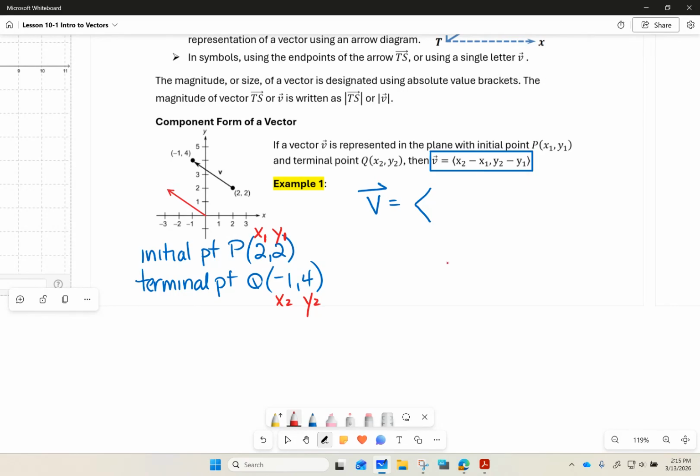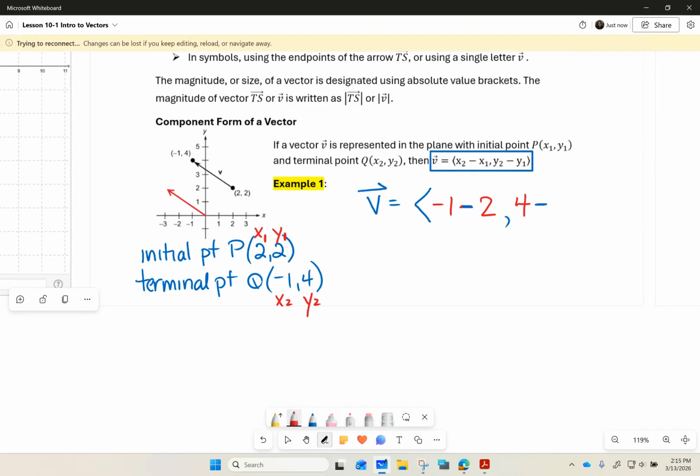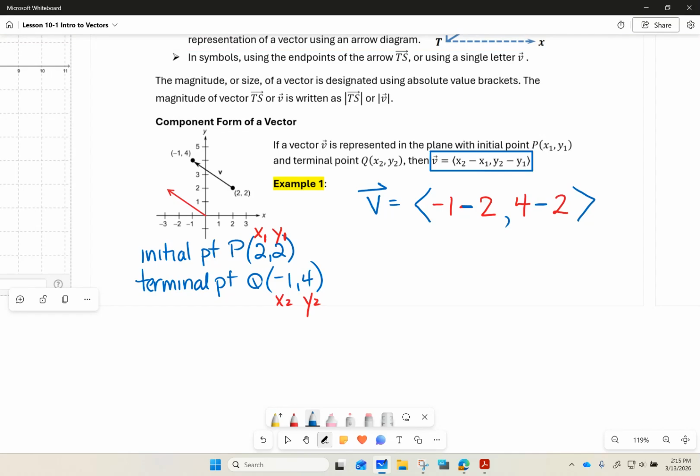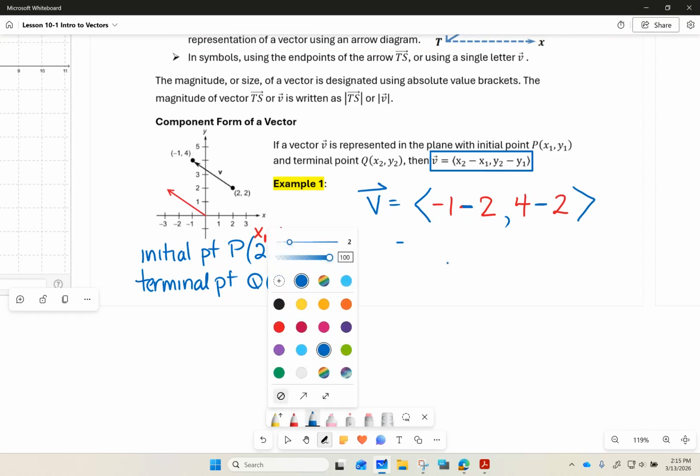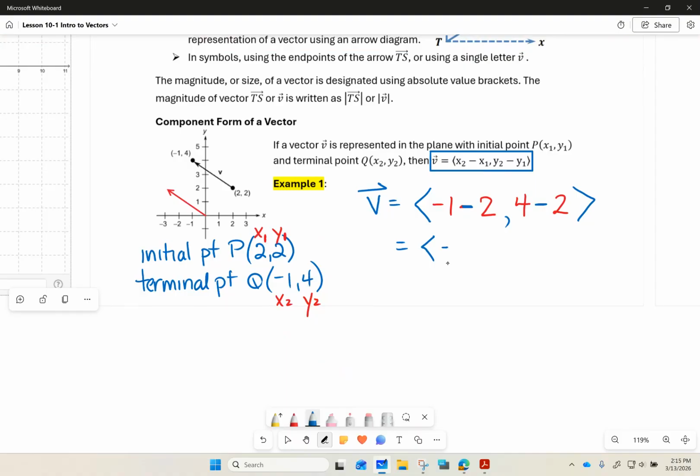So vector v is equal to the component vector, parentheses there. Take the second x, which is going to be the ending or terminal point, in our case it's -1, minus the first x, which is 2. Don't forget that this minus is part of your formula, comma, and then take the y2, 4, minus the y1, in this case, 2. And now we just do some simplification of our arithmetic. -1 minus 2 is -3, and 4 minus 2 is 2. So there's your vector component.